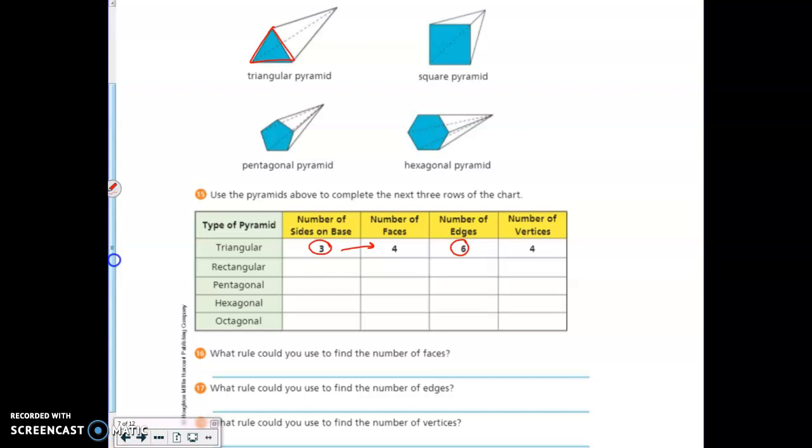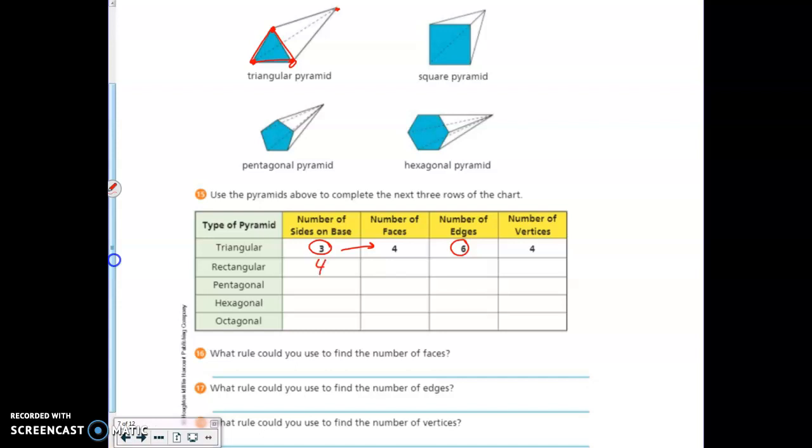And then the number of vertices is however many vertices we have on the base, 1, 2, and 3, plus the one vertex at the top. So it's always going to be the number of sides or number of points on the base plus 1 for our pyramids. All right, so let's try that same concept with our square pyramid then.